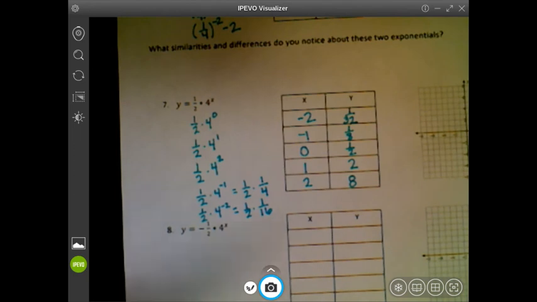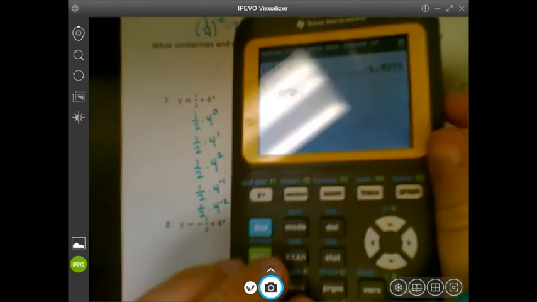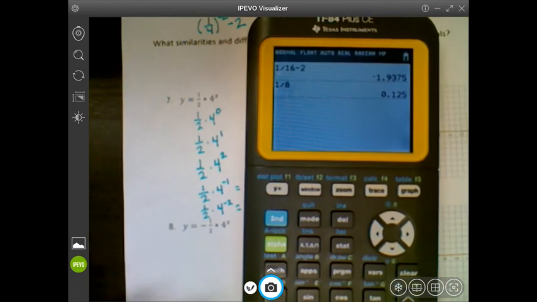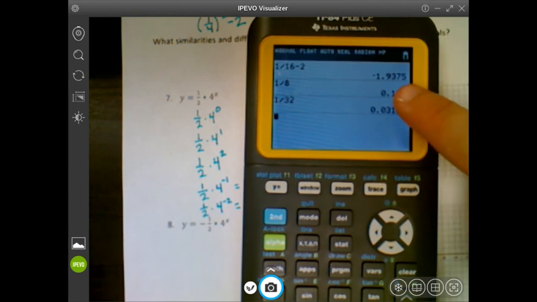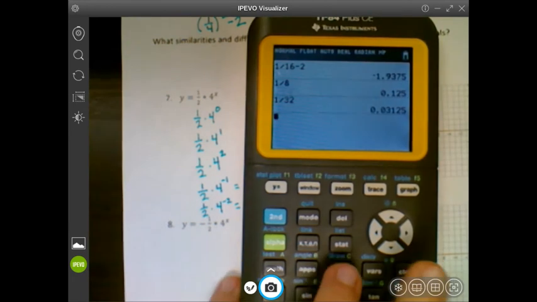If you want them as decimals, just type in 1/32 in your calculator, 1/8 in your calculator. So if you need them, here's 1/8, here's 1 over 32. You can write those decimals down as well. What you're really seeing is that they're getting really close to 0, aren't they?